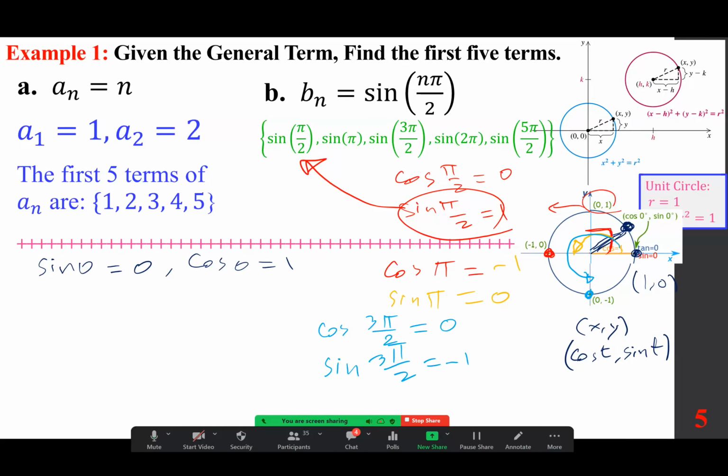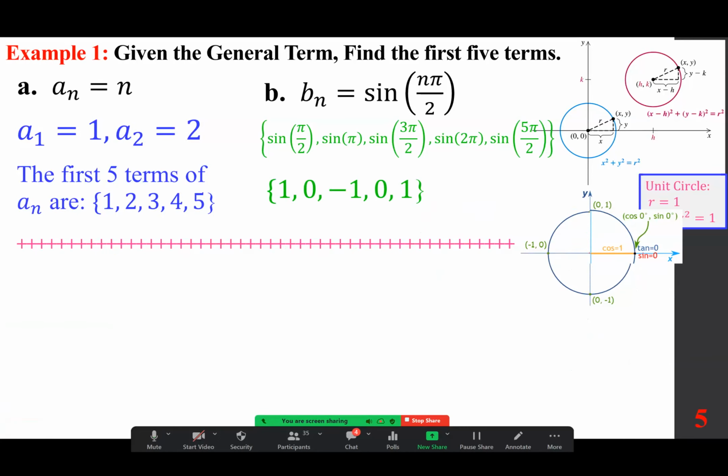All right, let me erase the mess. And those are the answers. Sine of pi over 2 is 1. Sine of pi is 0. Sine of 2 pi is 0, and sine of 5 pi over 2 is 1. All right, here's the next one.